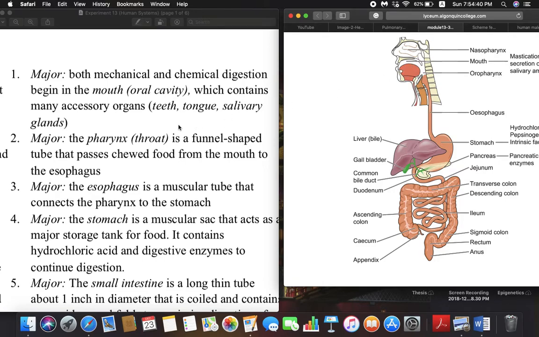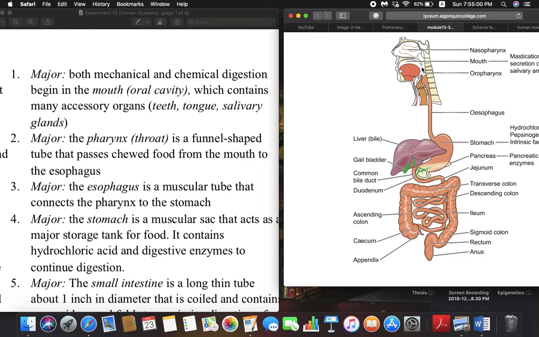And the accessory organs found in the mouth are the teeth, which carry out the mechanical digestion, the tongue, which helps roll the food into a ball to make it easier to swallow, and the salivary glands, which initiate chemical digestion by secreting saliva, which contains enzymes, mainly in the form of amylase.